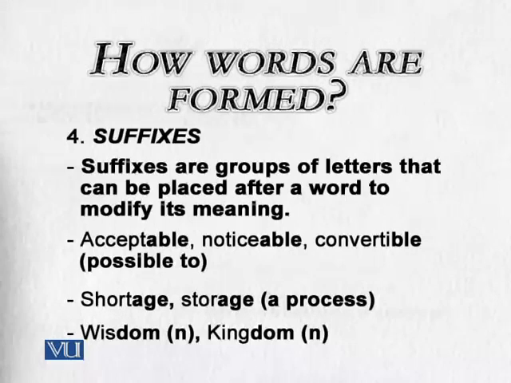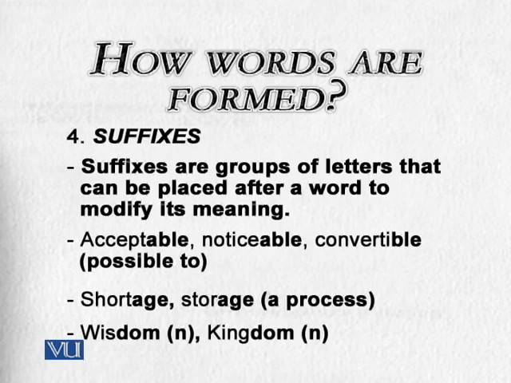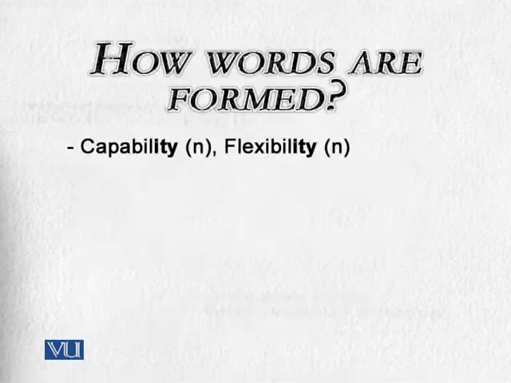Then another keyword is short, and A-G-E is the suffix. Keyword plus A-G-E put together makes shortage or storage. Then is wisdom. Then is kingdom. So in both of these cases, D-O-M is the suffix and new words are there. Then capable, from capable to capability. So I-T-Y, and in the word flexibility, again I-T-Y will be, of course, a suffix and new words are there.